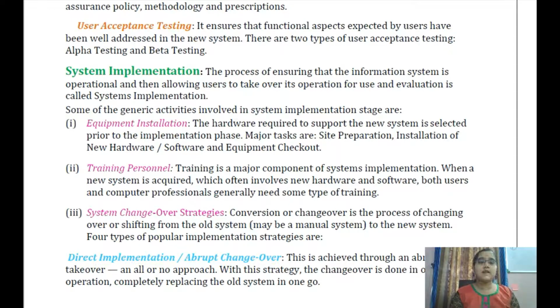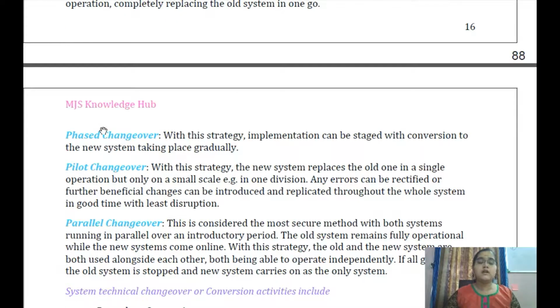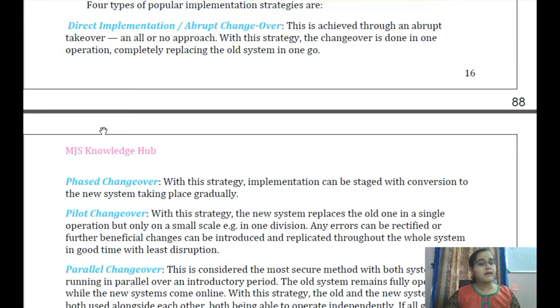Now we have designed and bought the system, it is ready. Now it must be implemented. So when you're implementing it, there are different ways in which you can implement it. So for the changeover from the old system to the new system, there are 4 different types of strategies. First is direct implementation or abrupt changeover. Second is phased changeover. Third is pilot changeover, and fourth is parallel changeover.